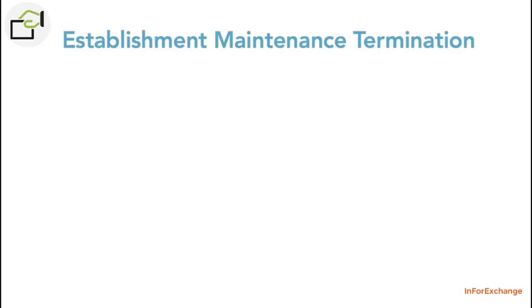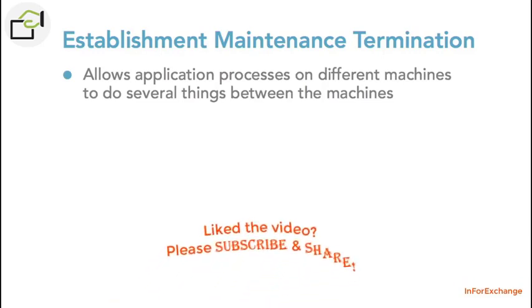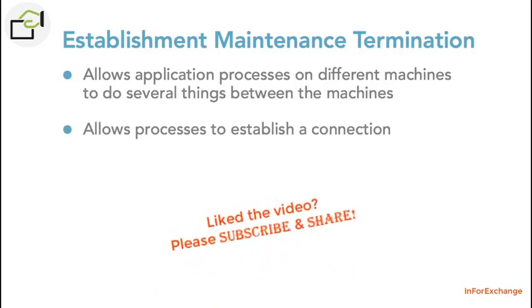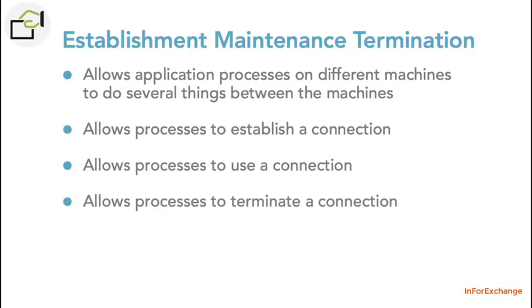To establish, maintain, and terminate a connection, the session layer has to allow the application processes on the different machines to do several different things. One, it has to allow the processes to establish the connection in the first place. Next, it has to allow the different processes to actually use the connection. Finally, the session layer also has to allow the processes on the different machines to terminate a connection once they're done with it. These connections are what we call sessions, and is also where we get the term session layer.